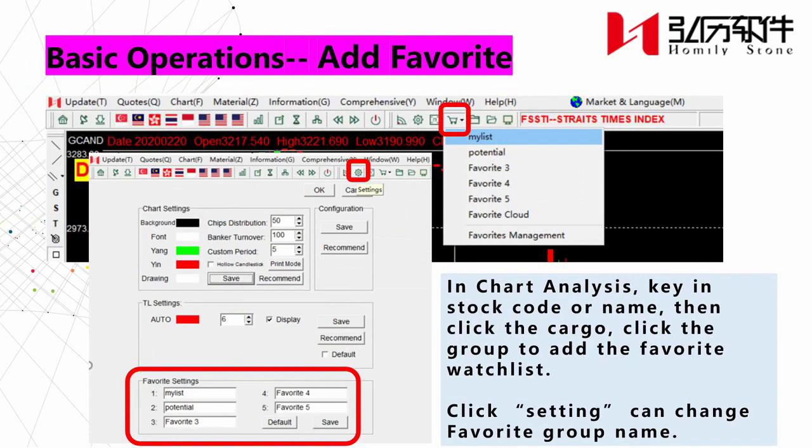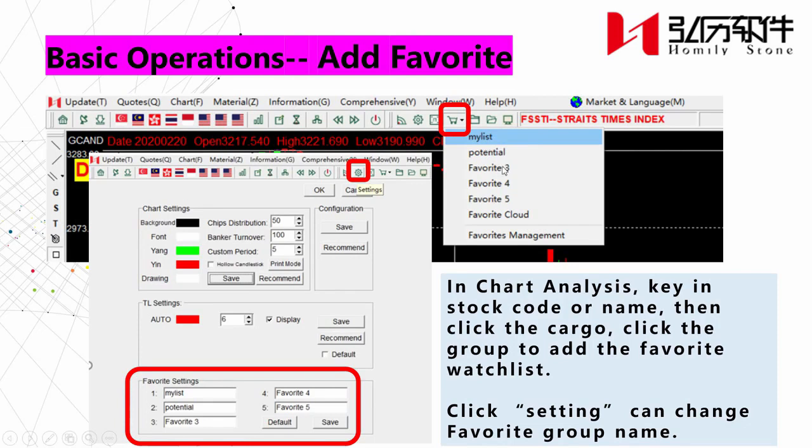If we have some shares we want to put in the watch list, the first step, from the chart analysis, we key in the stock name or code number, and then we click here the cargo icon, and then you click the list. Here the default is 5 lists. Everyone can put more than 30, more than 50, no problem.